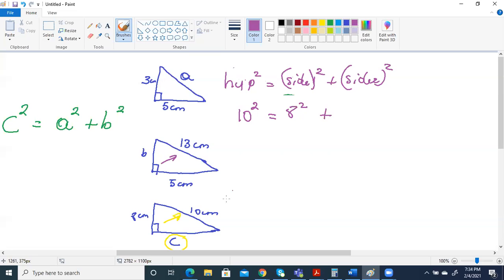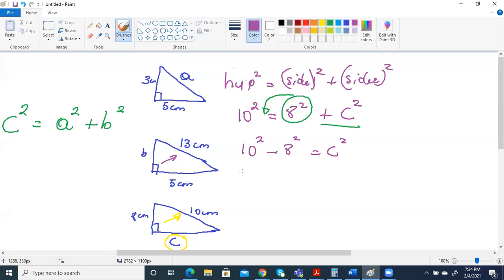8 squared plus the second side is the one that we don't know. That's what we're solving for. That's C, right? C squared. That's the formula. So again, we have to get this 8 squared across the equal sign so we can have C squared by itself. So we are having 10 squared minus 8 squared equals C squared.